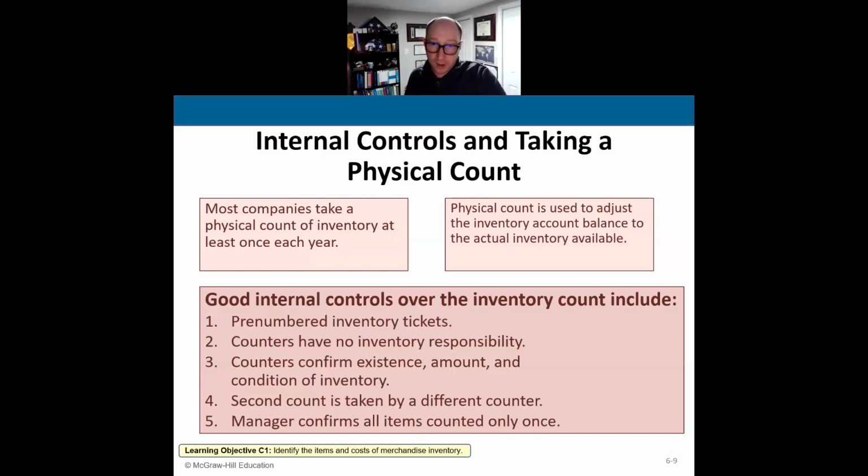The fourth thing they do is there's a second count taken by a different person. So the first person goes down the aisle counting all the stuff on the shelf, taking inventory, and a second person comes in behind them to verify. And the fifth and final step of the process is a manager confirms all items are accounted for only once. So the manager will then go through and verify, yes, this is correct. And then they'll match it to what's in the inventory system. But that's the typical control process for taking inventory.